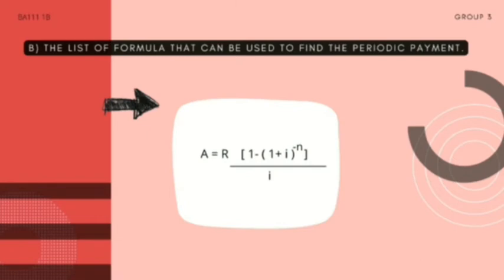So this is the list of the formula used to find the periodic payment. A stands for the present value and R for the periodic payment. Then i equals k per m. n is for the frequency, like monthly, annually, weekly, and others.